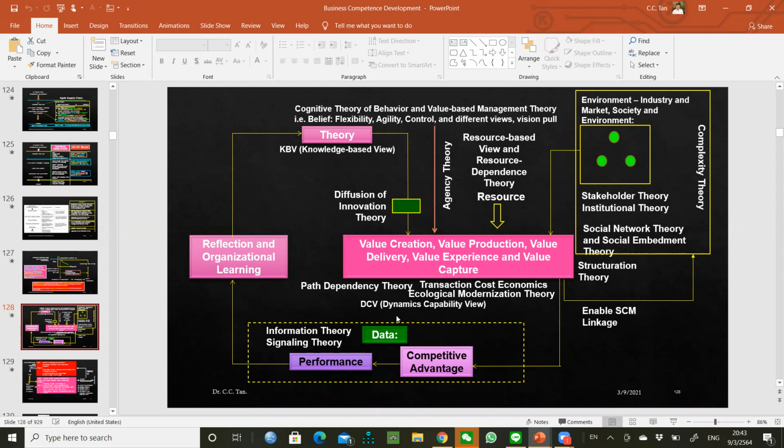Path dependency theories suggest that the way you design your business models and your operations depends on your ISO 9001 systems, certain types of cultures, operations, or experiences, and all these are not known to outside people. So it's really depending on yourself. So it's path dependence theory, and so on and so forth, and the dynamic capability view. And then from there, you generate the competitive advantages.